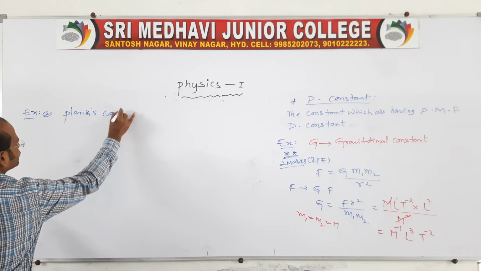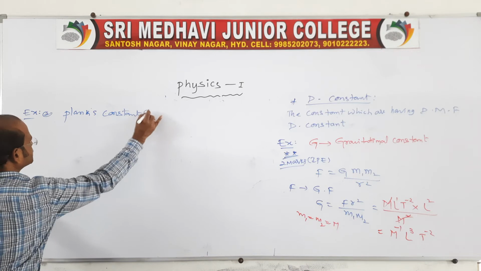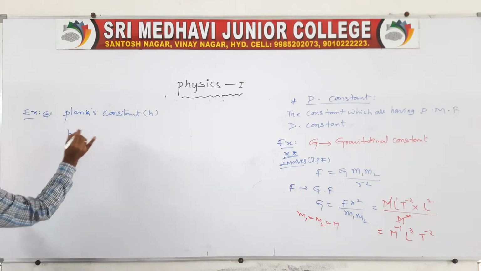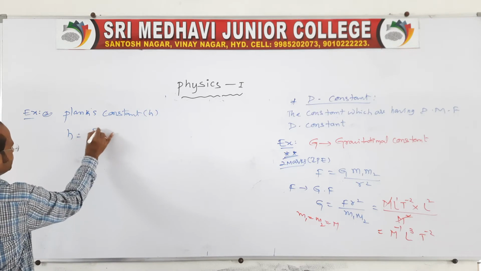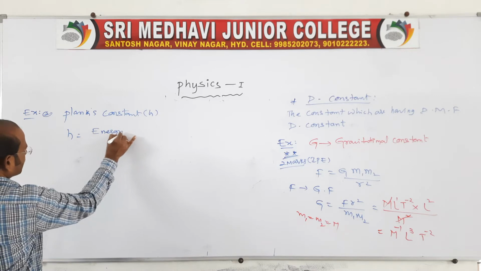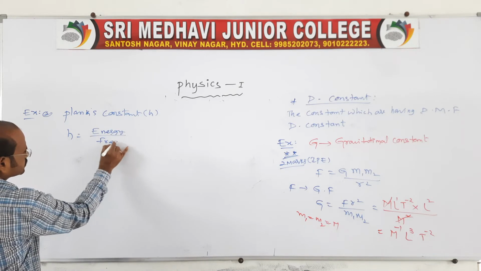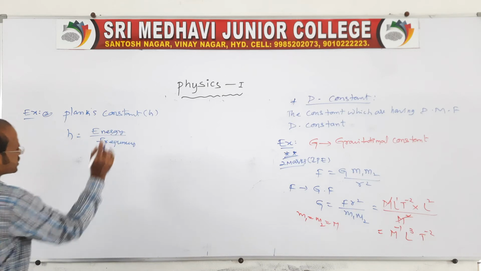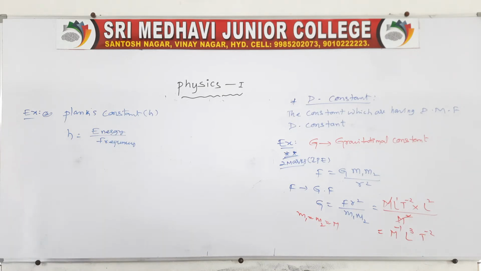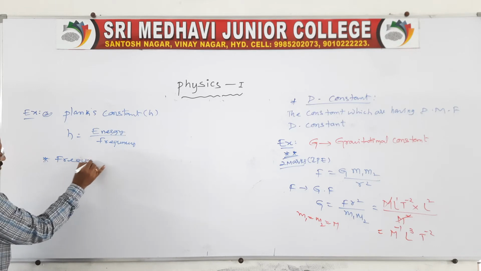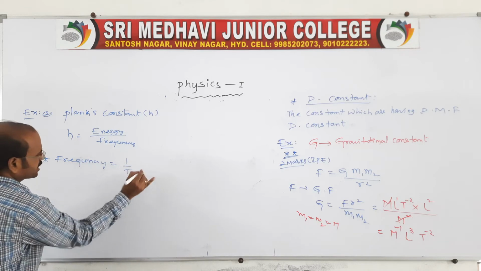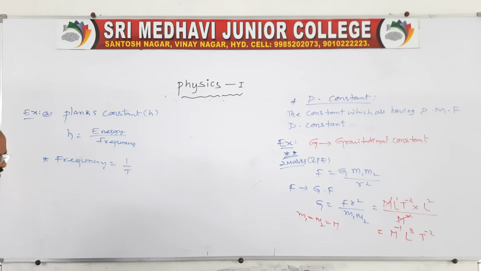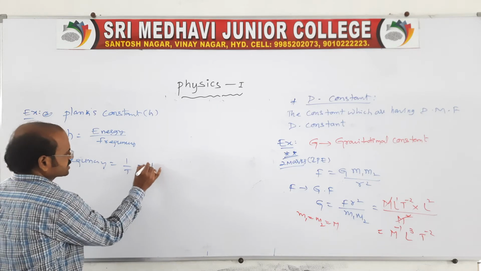See, this is actually h, therefore h is represented as the energy by frequency, right? So energy we know, energy dimensional formula we know, but frequency, sir, what is frequency? You write here frequency also, because frequency is nothing but 1 by time period. Frequency is nothing but 1 by time period, so we can say T power minus 1.